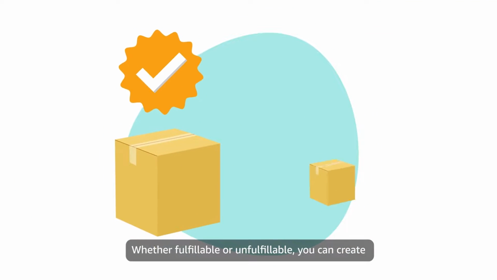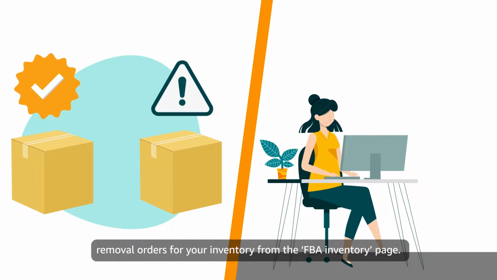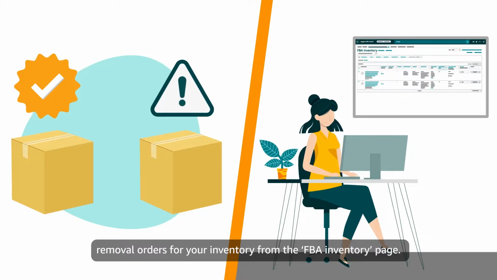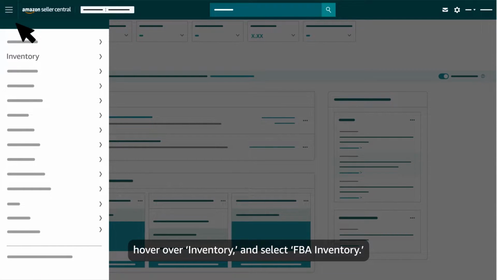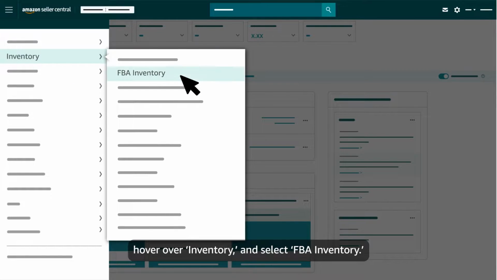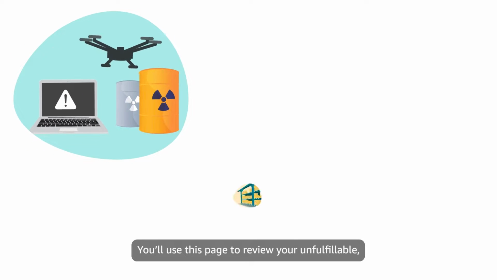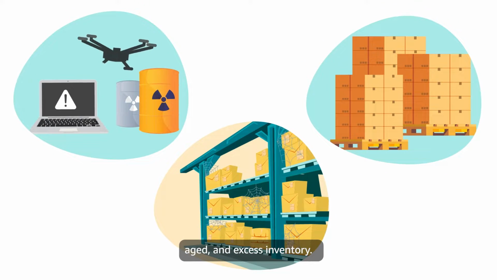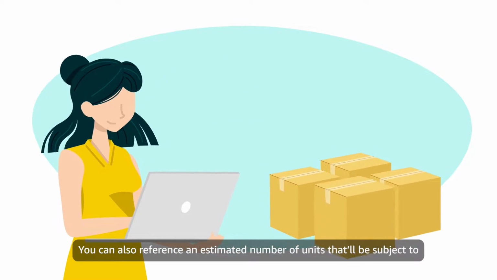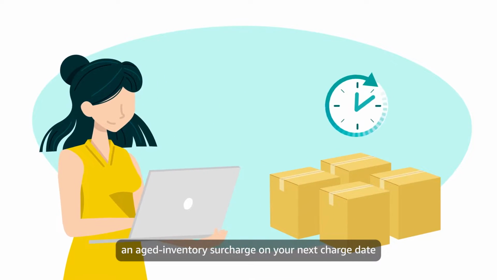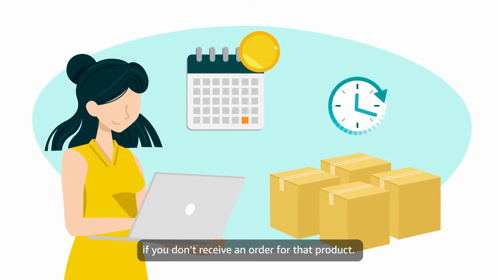Whether fulfillable or unfulfillable, you can create removal orders for your inventory from the FBA inventory page. To get there, open the Seller Central main menu, hover over Inventory and select FBA Inventory. You'll use this page to review your unfulfillable, aged and excess inventory. You can also reference an estimated number of units that will be subject to an aged inventory surcharge on your next charge date if you don't receive an order for that product.